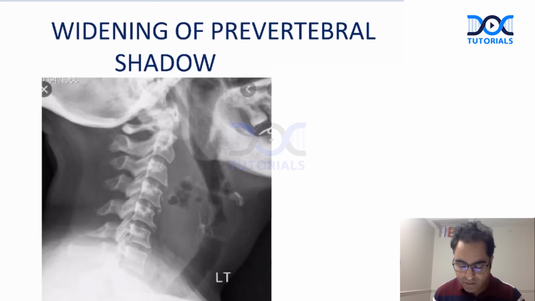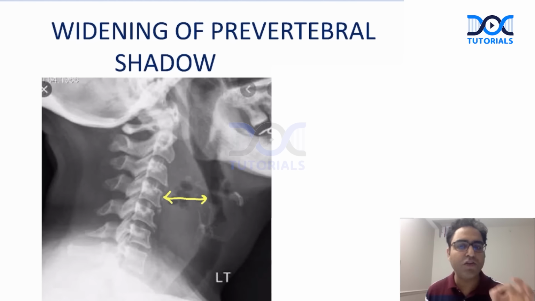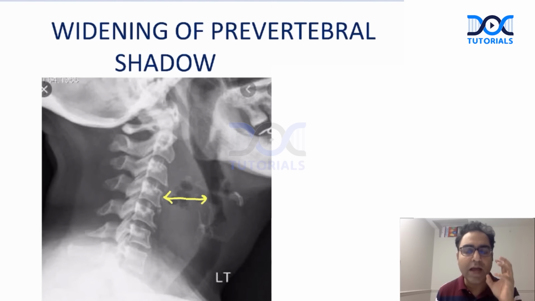Now, if you do an X-ray of this patient, you will see widening of the prevertebral shadow. See on the screen, everybody: the vertebrae are absolutely normal, but in front of the vertebrae, can you see this white shadow? This depicts a collection of pus in the retropharyngeal space. This is the classical X-ray picture of retropharyngeal abscess: widening of the prevertebral shadow, but the cervical spine is absolutely normal. This child will need immediate airway management first of all. It's a pediatric airway emergency.